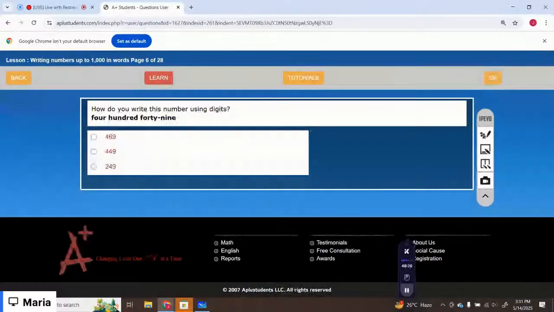How do you write this number using digits? 411. So which is the correct option? That is option number two. Okay, you can complete the lesson by yourself. Let me just move on to the next lesson.